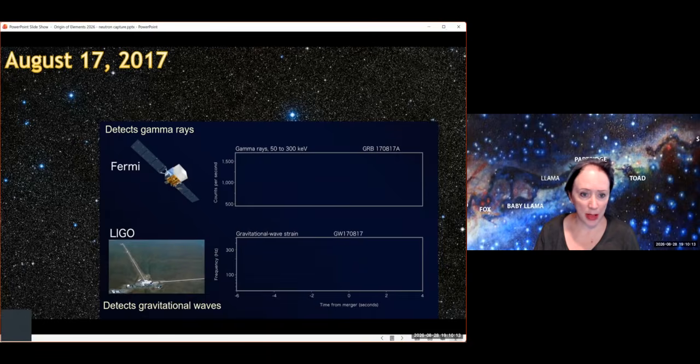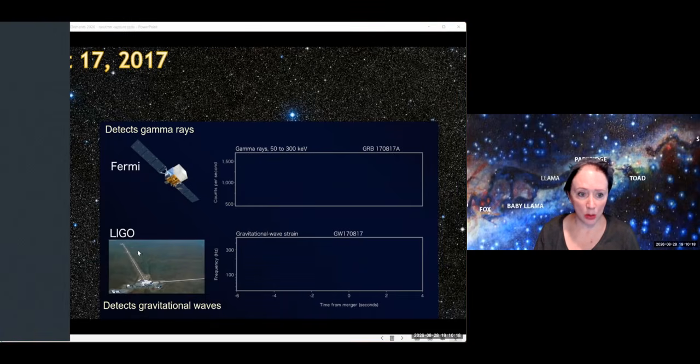Before I show you what was detected, there are 2 instruments you need to know about. LIGO detects gravitational waves, the ripples in space-time produced by accelerating massive objects. And NASA's Fermi satellite detects gamma rays, some of the highest energy light in the universe. Now watch and, most importantly, listen to what these 2 completely different instruments detected.